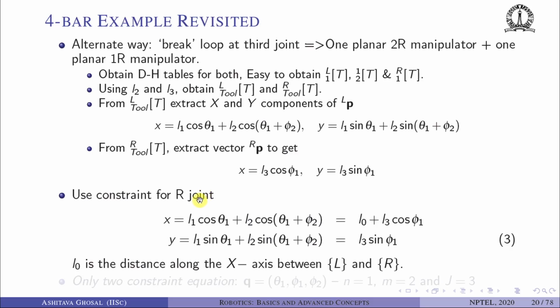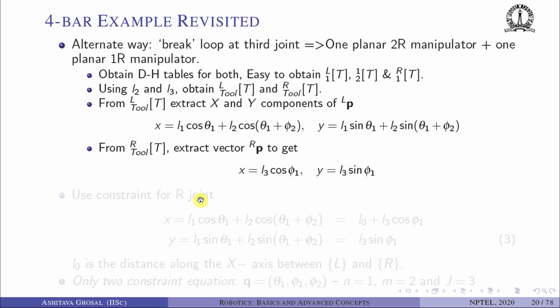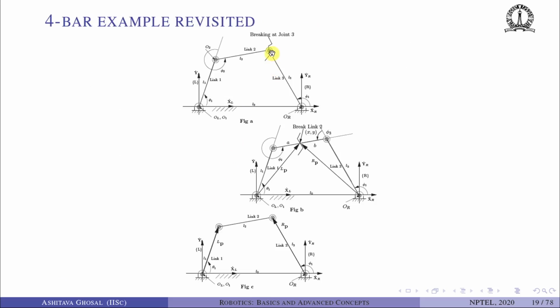Recall in week T2, we had looked at the constraints imposed by an R joint. At this point where we have broken, the XY position coming from this side should be equal to the XY position coming from this side. We don't have to worry about the orientation. Remember, a rotary joint imposes 3 position constraints. In this case, since it is planar, 2 position constraints, and we also had an orientation constraint, but that is not useful here.